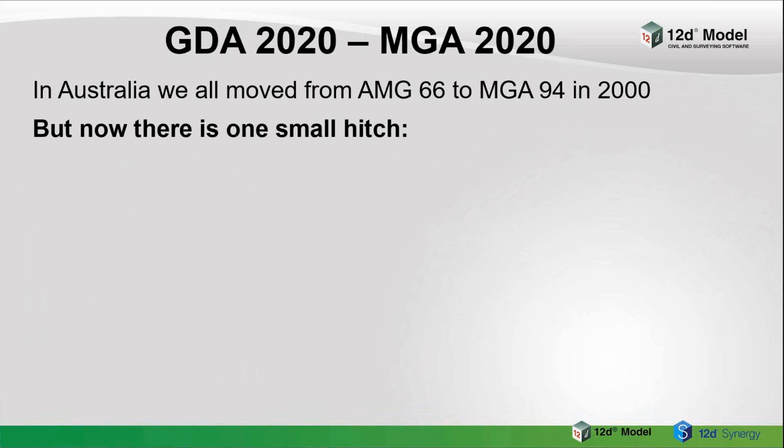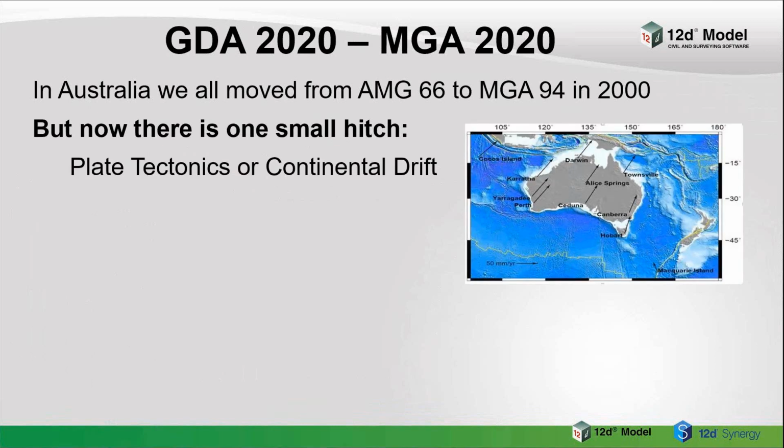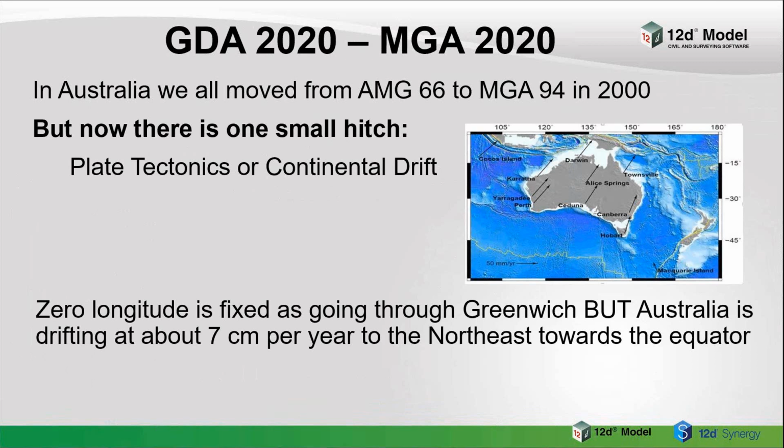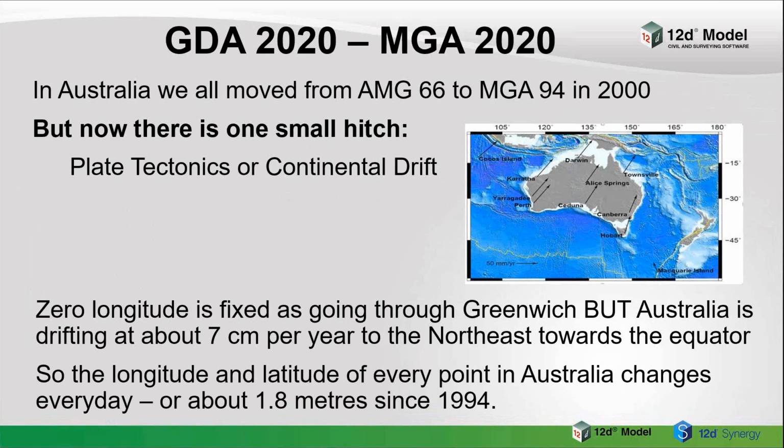But there was one small problem, and that's continental drift. If you think about it, the 0 for longitude is fixed as going through Greenwich, so London always stays at 0 longitude. But we're moving about 7 centimetres per year to the northeast, up towards the equator. That means our longitude and actually the latitude are changing every day. It changes by the amount that your fingernail grows each day. You think, that's not very much in a year. But since 1994, we've moved by 1.8 metres. So when we have an MGA coordinate, it's actually 1.8 metres out from the current longitude and latitude.